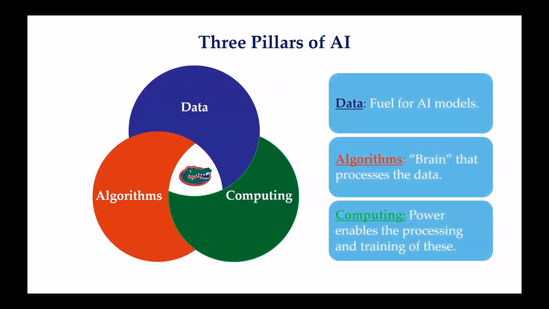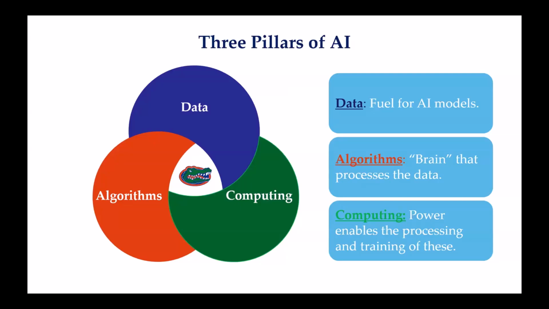We need three pillars to run AI. Number one, we need data. What is data? Data is fuel. I have a heavy statistics background, and we definitely need data. It's the fuel for AI models. And then algorithms are basically the brain. We can pick the brain so that we can run different algorithms.